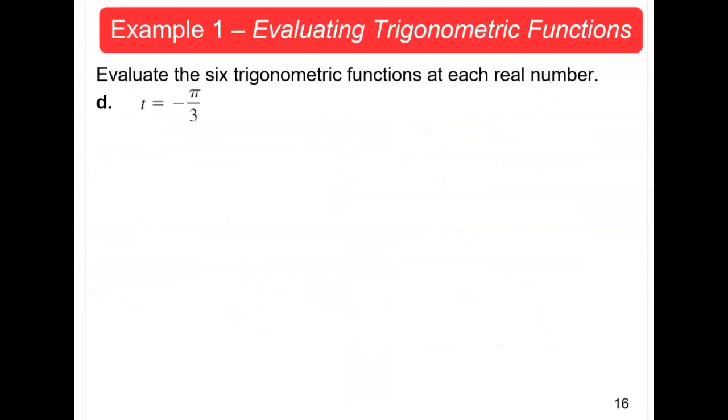For part D of example 1, we will be using a negative angle, and this will be -pi/3. So let's try to locate that here. So remember, angles with a negative sign start on the positive x-axis, but they go in the clockwise direction. And so pi/3 will probably have a terminal side ending here. You could check with your notes.